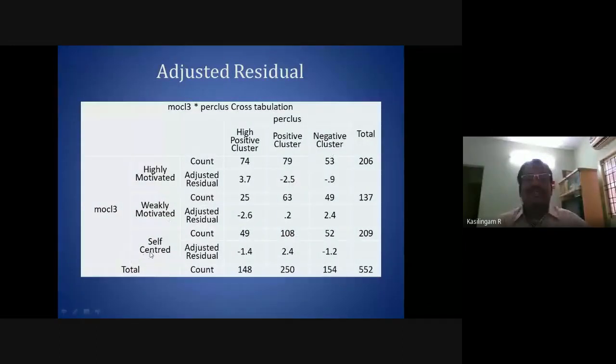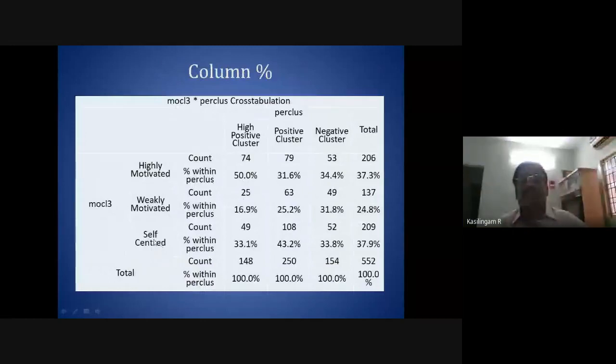Self-centered, now see the percentage, self-centered with the 43, self-centered with the positive. Let me tell again: from the column percentage, I have identified that highly motivated is associated with high positive, weakly motivated is associated with negative, and self-centered is associated with positive.